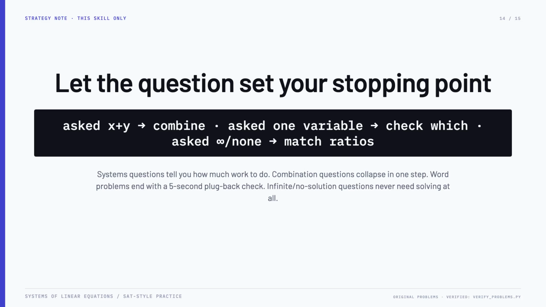One strategy for this whole skill. The question tells you your stopping point. If it asks for a combination like x plus y, hunt for a one-step combination. If it asks for one variable, reread which one before you answer. And if it asks about infinitely many or no solutions, you never solve at all, you scale and match. Working past the stopping point is where both the time and the points leak.